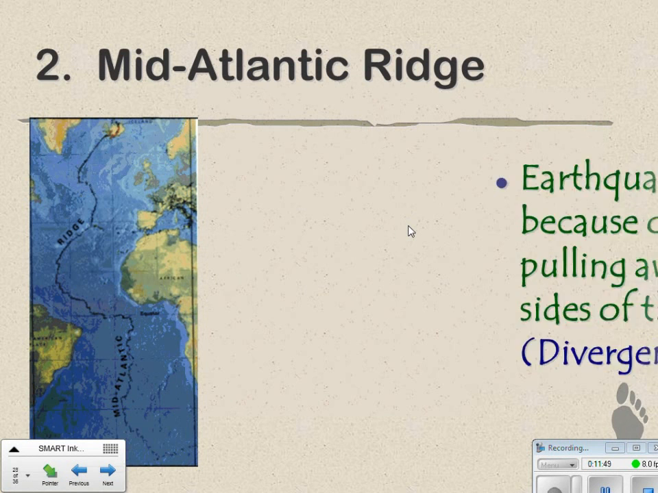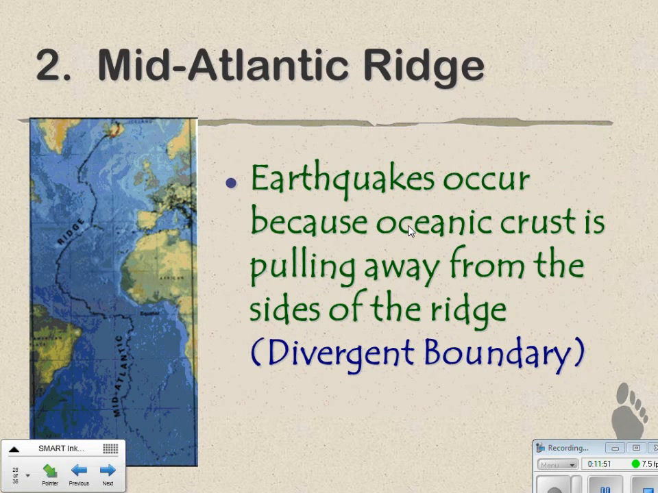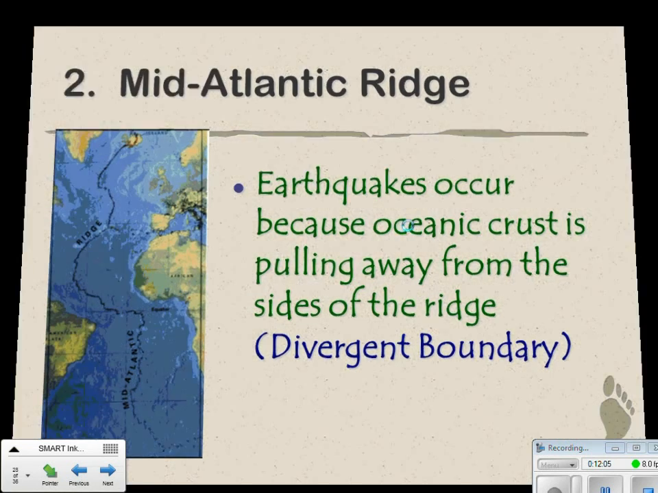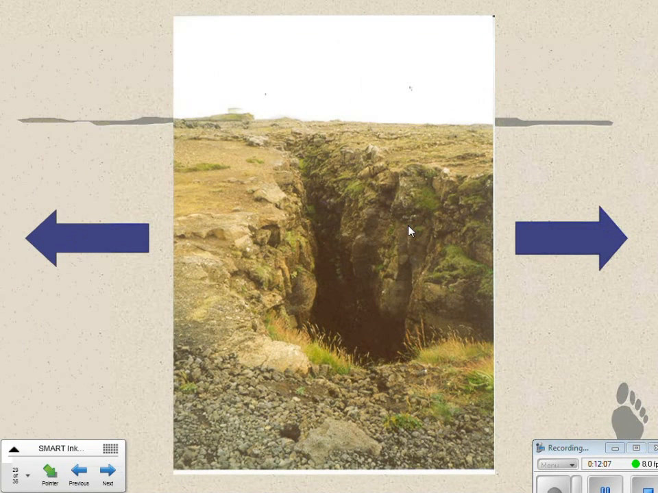The Mid-Atlantic Ridge. It's where earthquakes occur because oceanic crust is pulling away from the sides of the ridge at a divergent boundary. It's kind of like if you rip a Band-Aid off of a scab and it starts to bleed again. That's basically what's going on here. So you've got 2 plates pulling apart and it leaves a big hole, and then from down in this big hole, magma pops up and solidifies and makes new crust.